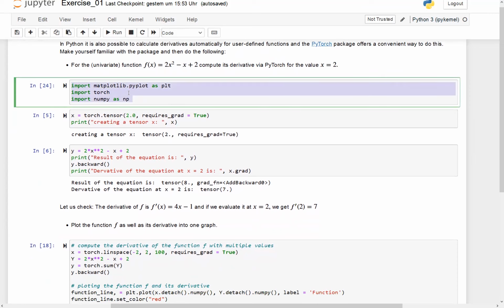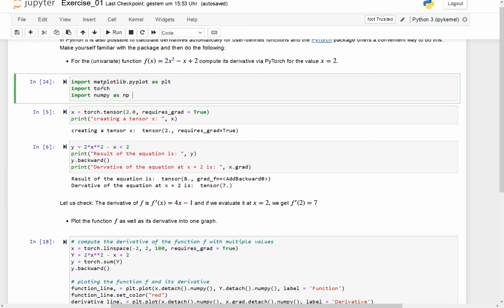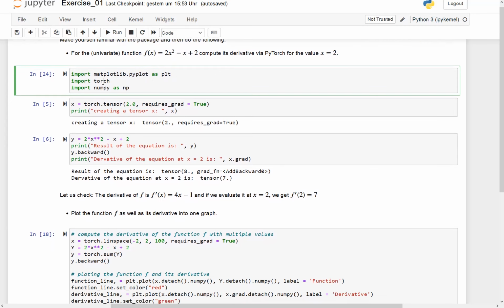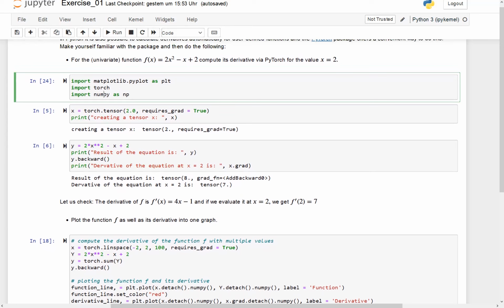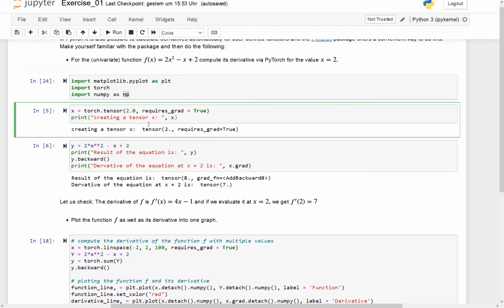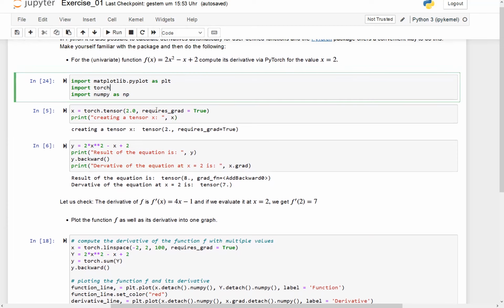This is the usual way you start your Python notebook. You load your needed packages. We will plot something later on, which is why I have this matplotlib pyplot here. PyTorch, this is the package we are interested in. And NumPy will also be used later on, which you usually abbreviate with np. This is somehow the golden standard.